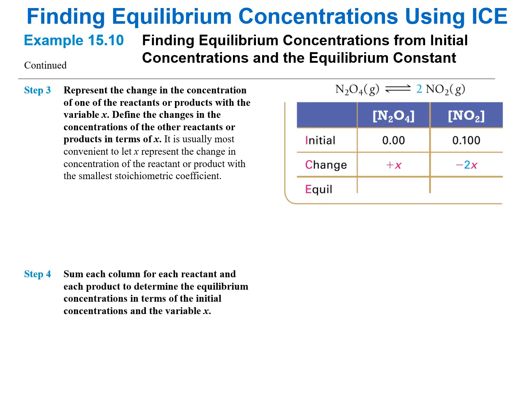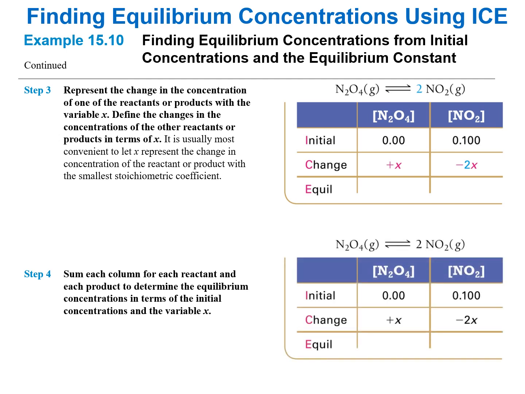All right, now we need to sum each column for the reactant and each for the product and come up with some algebraic relationships with X. So let's do that. So now we're going to add 0. We're going to add 0 and positive X. That's good. And then we're going to add 0.1 and subtract 2x. So now we have these two values to move forward. It's starting to look like something we can use our quadratic equation with, doesn't it?